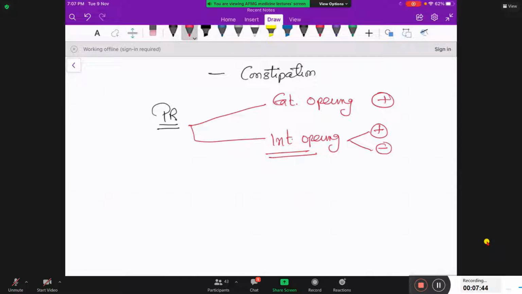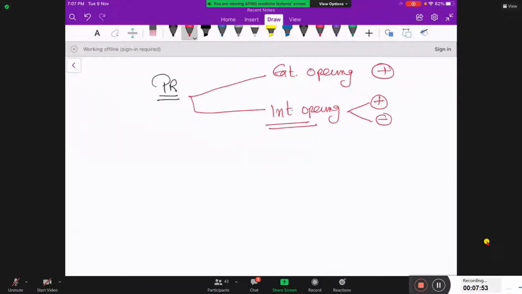Why? If it is above the puborectalis, you will not be able to see it, right? So you have an external opening seen, internal opening not seen. So you should start suspecting a fistula in ano.